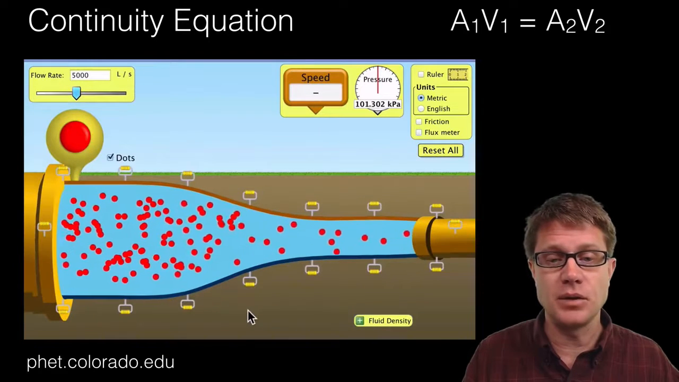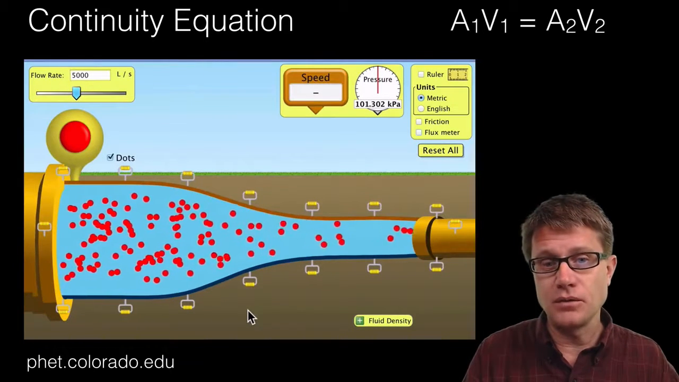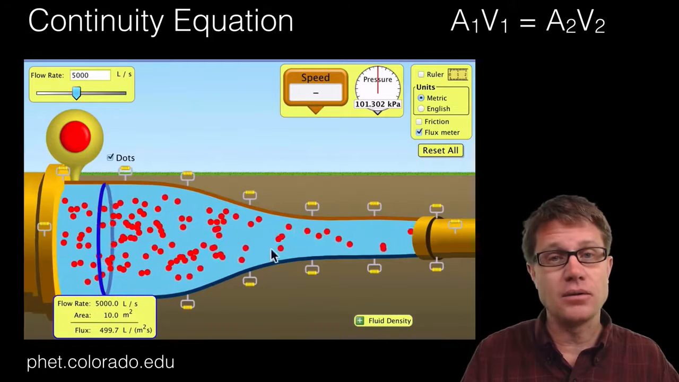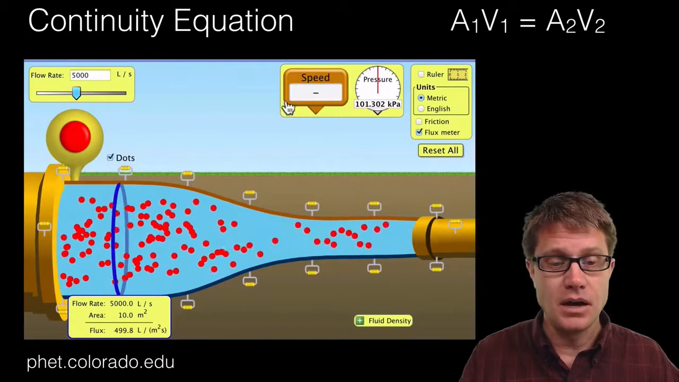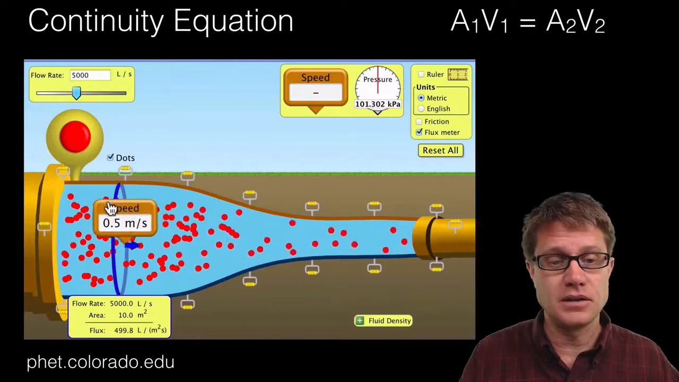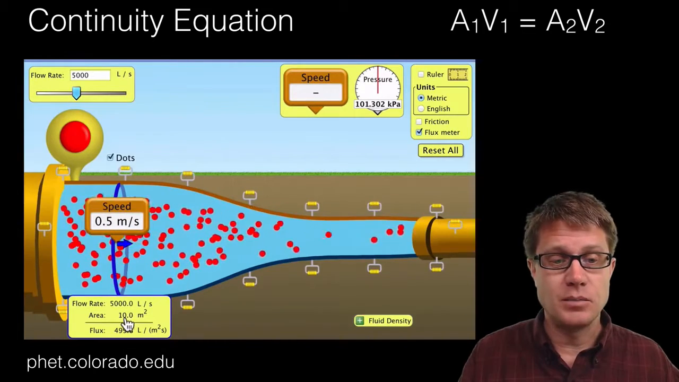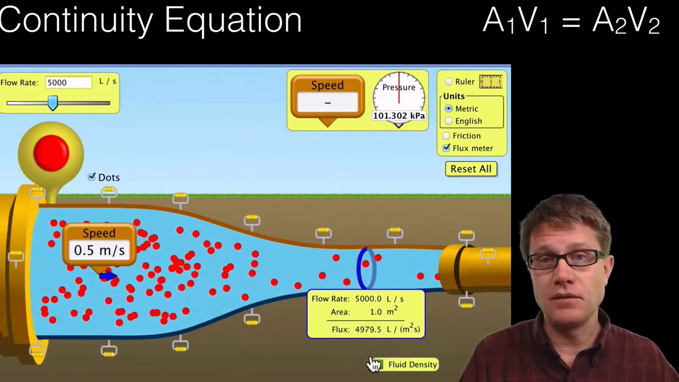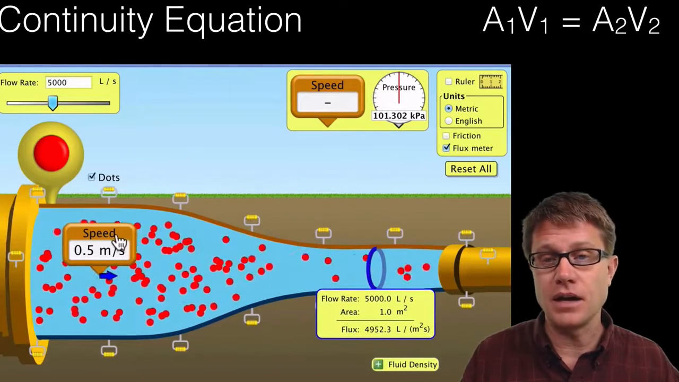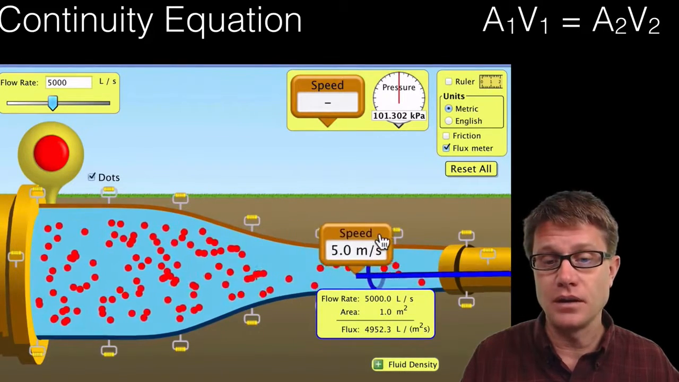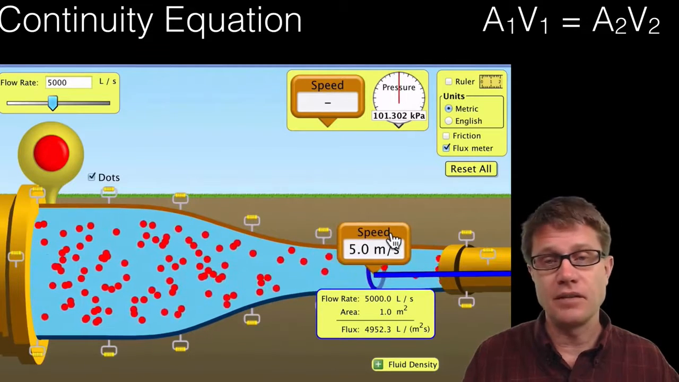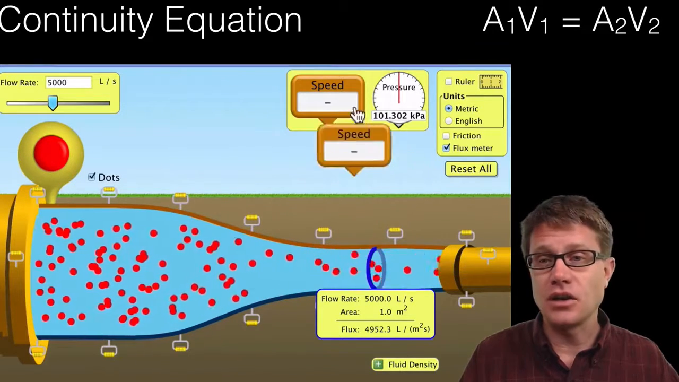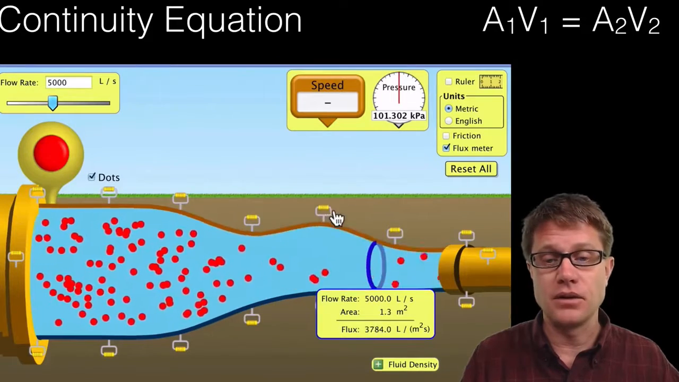We've got a PhET simulation. You can see as the fluid's moving, it's moving faster on the right. And so if we use a flux meter, on the left side, the cross-sectional area is 10 meters squared, and the speed is going to be 0.5 meters per second. So that would be my A1 times my V1. If I move over to the right side, now my cross-sectional area is 1. What's my velocity? 5 meters per second. And so I can just solve for the one I don't know, and I can figure that out.